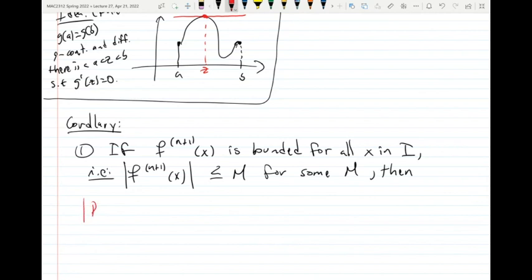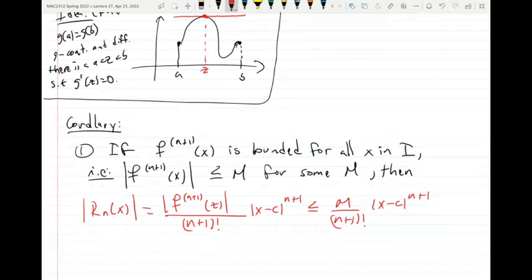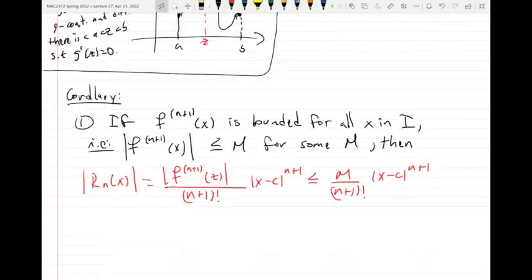We have the absolute value of the error, which equals the absolute value of this over n plus 1 factorial. So then this is going to be less than or equal to m over n plus 1 factorial times |x minus c| to the n plus 1. So now what we just did here is that if you can bound the n plus first derivative of the function, then that means that we can remove this z out of the equation. And then the error is bounded by this expression right here.